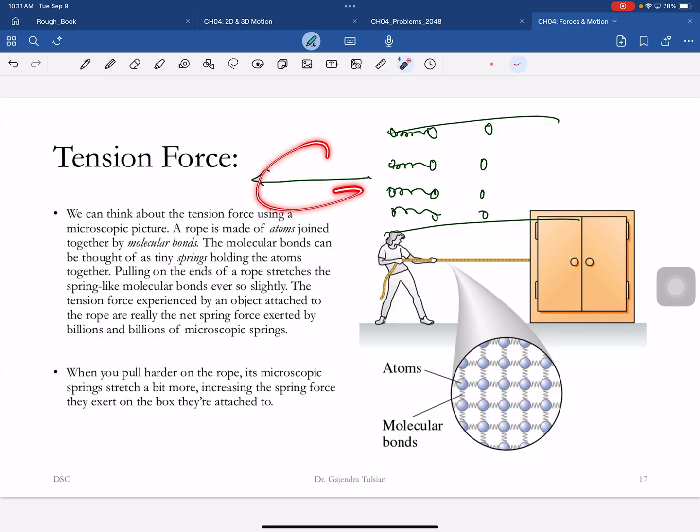You let go of the force, what will happen? The spring will go back, all these springs will go back to their original shape. Okay? All right, so when you pull harder on the rope, its microscopic springs stretch a bit more, increase the spring force they exert on the box they're attached to.